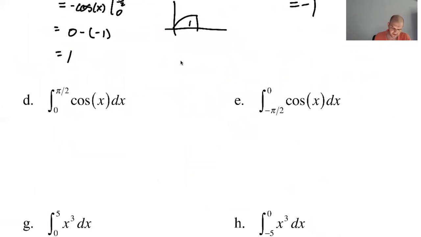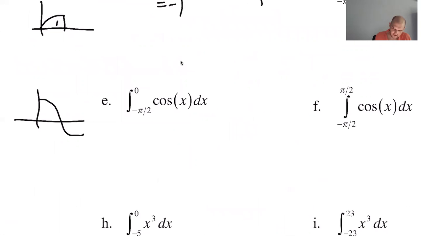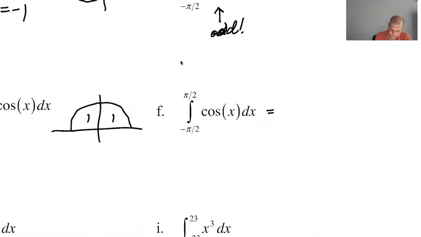Whatever. Cosine is just a shift of sine, so cosine is like this. This is half of a hill, so this is definitely going to be 1. Cosine's even, so once I knew this was 1, that's also going to be 1.